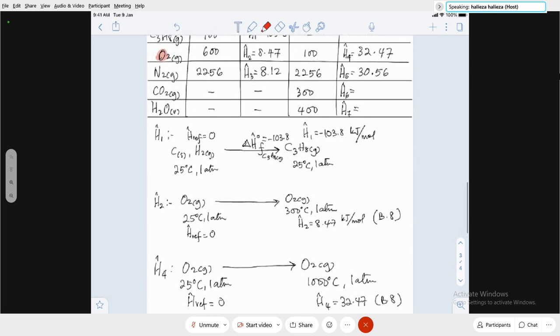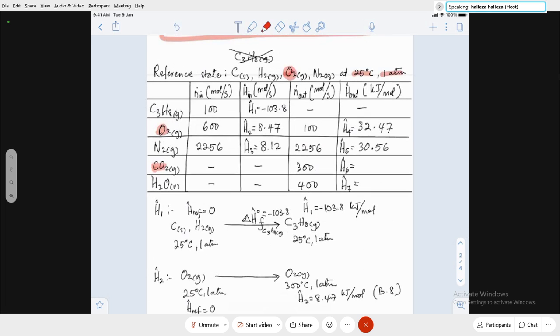And now we're going to look at H6. H6 is for carbon dioxide. It's a compound. It does not exist in its elemental state. Carbon dioxide is not an element, so you have to form it first from the elements you have listed down as your reference state. Your elements are carbon solid and oxygen gas. So H6 has to form carbon dioxide first. Once you have formed it, you need to heat it up.